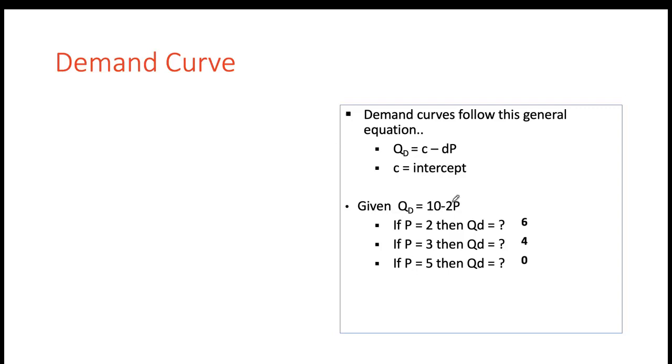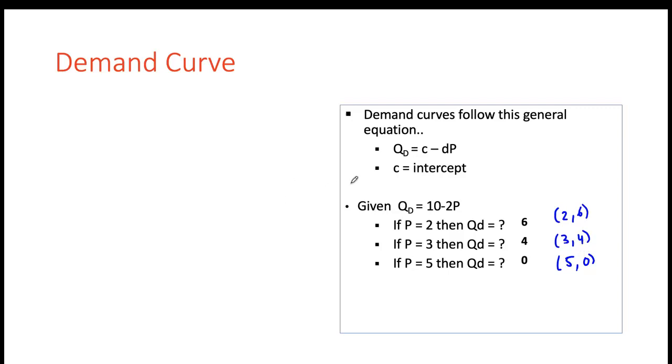2 times 2 is 4, so 10 minus 4 would be 6. So that gives you a coordinate point of 2 and 6. Then I have price equals 3. Quantity demanded comes out to 4. That gives you another coordinate point of 3, 4. And lastly, we have 5 and 0. So when price is equal to 5, this becomes 10 and we have 10 minus 10 is 0. So we can connect these dots on our two-dimensional space and get our general downward sloping demand curve.